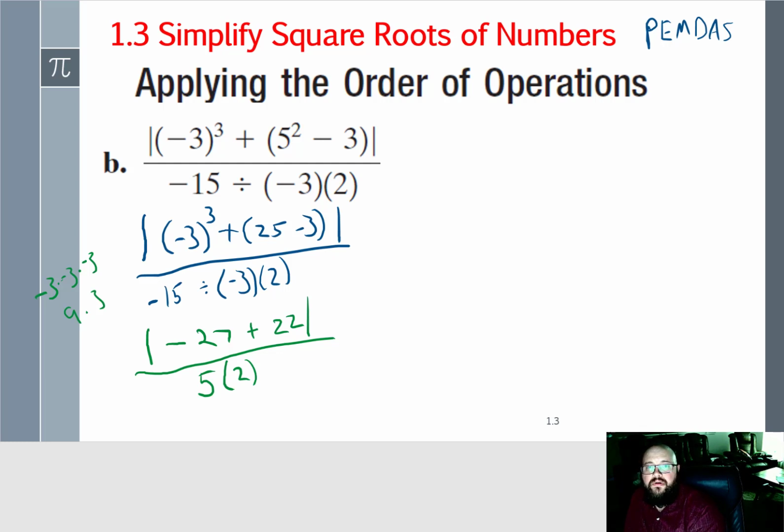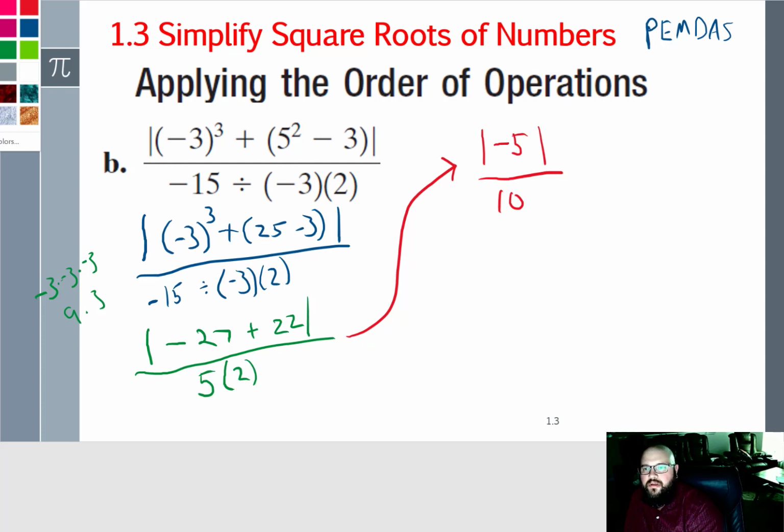All right. Let's draw this up here. And then let's say up top, we have negative 27 plus 22. So you're $27 in the hole, you get 22. So it's saying you still have $5 in the hole in the absolute value sign. So negative 5 inside absolute value. And then we've got 5 times 2, which is 10. Okay, so now, because that absolute value is around that negative 5, that goes ahead and makes that a positive 5 over 10.